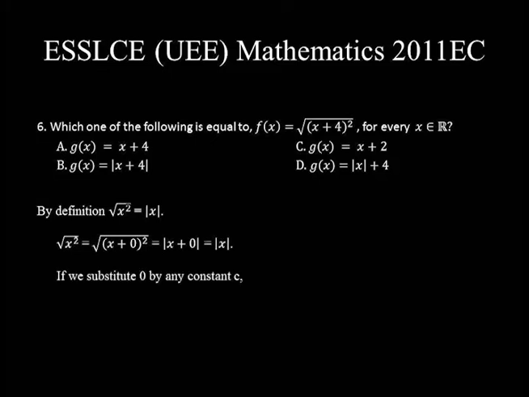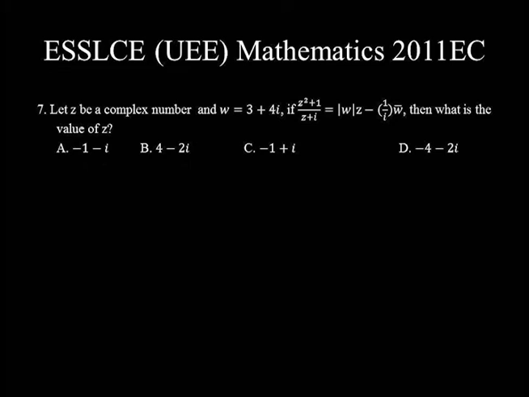If we substitute 0 by any constant c, then the square root of x plus c the whole square is equal to the absolute value of x plus c. Thus, the square root of x plus 4 the whole square is equal to the absolute value of x plus 4. Therefore, choice B is the right alternative.